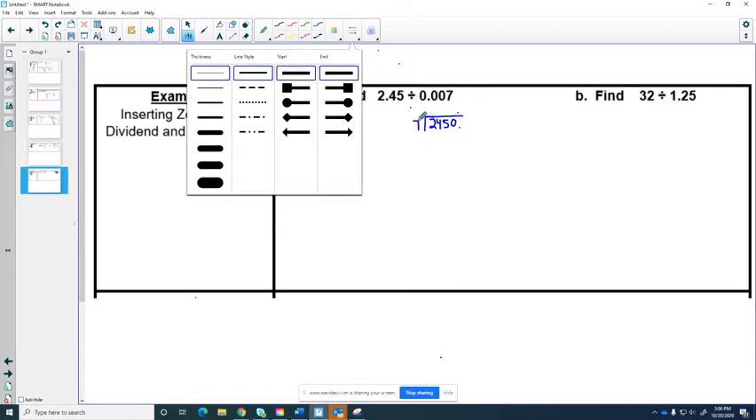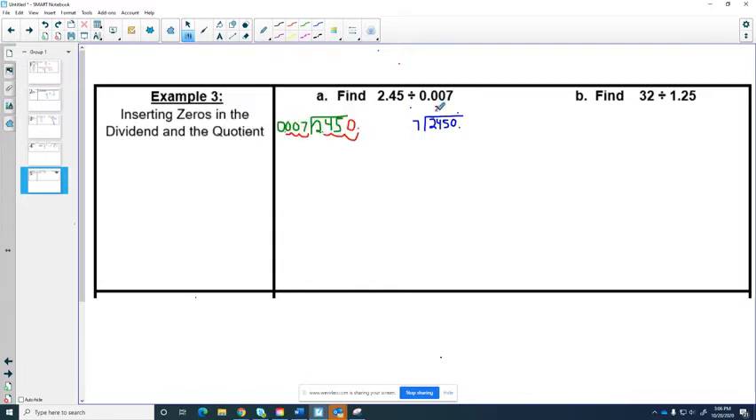7 cannot go into 2, but 7 can go into 24 3 times. 3 times 7 is 21. Then we're going to subtract. 24 minus 21 is 3. And then we're going to bring down the 5. And 7 goes into 35 5 times. 5 times 7 is 35. And you notice now we're going to get to 35 minus 35 and we get 0.